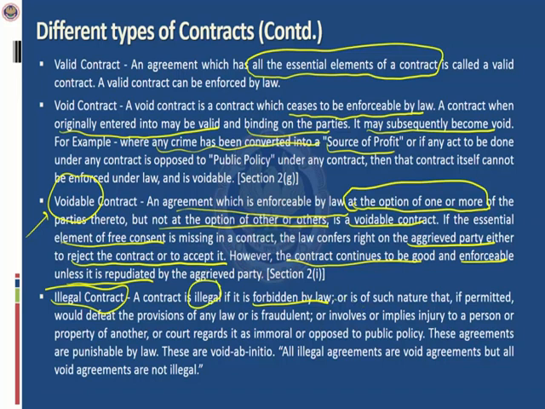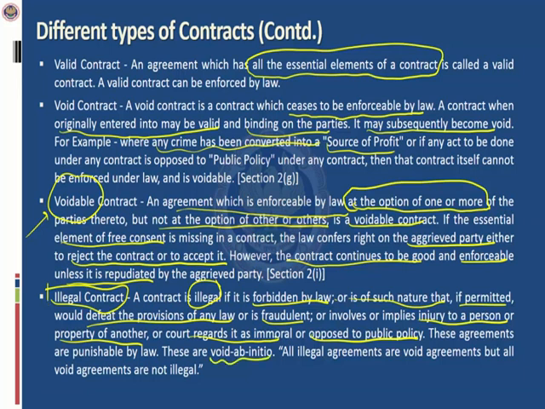Further, if I talk about this particular definition, it is of such a nature that, if permitted, it would defeat the provisions of any law. It is fraudulent, that is, an intention of fraud or intention to deceive another person exists, or an injury to a person or property of another may be caused. The court regards it as immoral or opposed to public policy, and the contract is definitely illegal. These agreements are definitely punishable by law. So under the Contract Act, you can definitely take the person to court. Alternatively, the IPC, the Indian Penal Code, also lays down punishments for certain of these crimes.